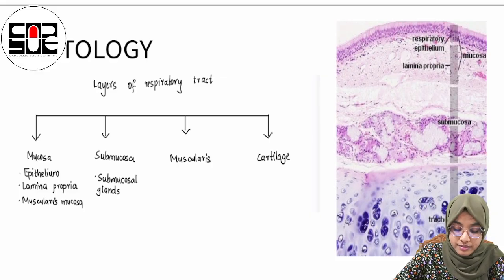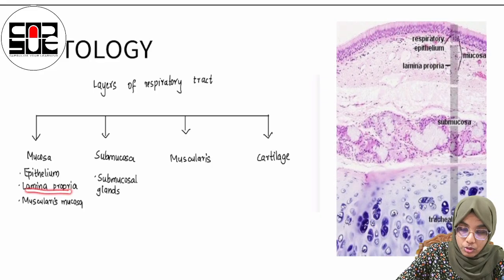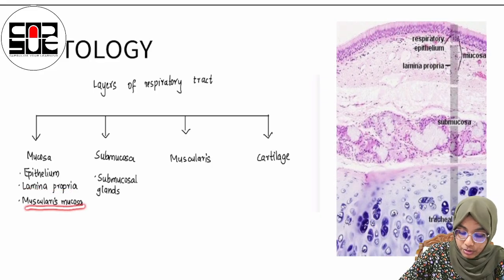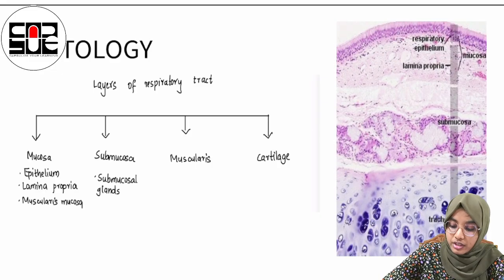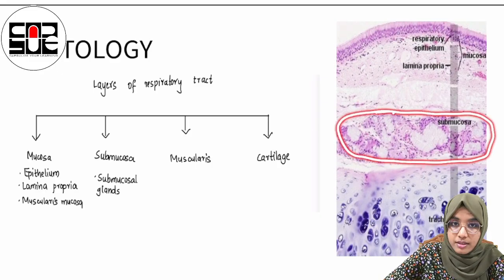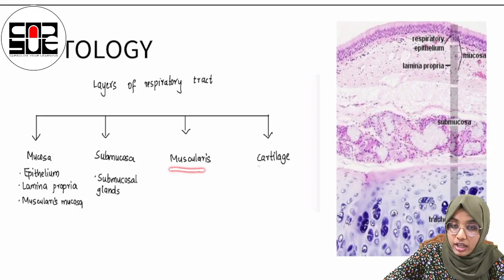contains goblet cells. And we have the lamina propria, and there is a muscularis mucosa that is followed by the submucosa. What does the submucosa contain? Here you can see the submucosa. It contains numerous submucous glands which produce mucus. Then we have the muscularis layer and the cartilaginous layer, which is composed of hyaline cartilage. So these are the four layers of the respiratory tract.